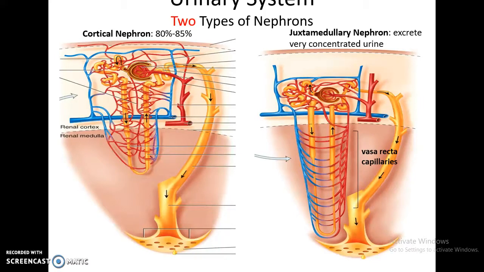So there are two major types of nephrons. There's the cortical nephron, where most of the nephron is in the cortex, with just a little bit dipping into the renal pyramid. And then there's the juxtamedullary nephron, which has a very long nephron loop going deep into the renal medulla. As a consequence, the urine produced by juxtamedullary nephrons is much more concentrated. Cortical nephrons are the majority, about 80 to 85% of all the nephrons.